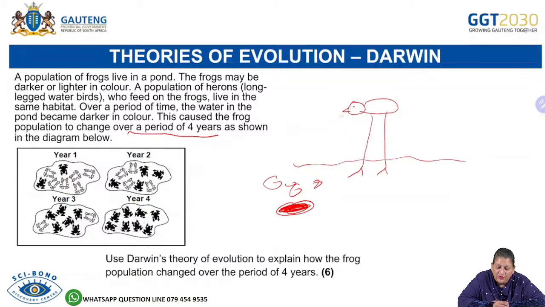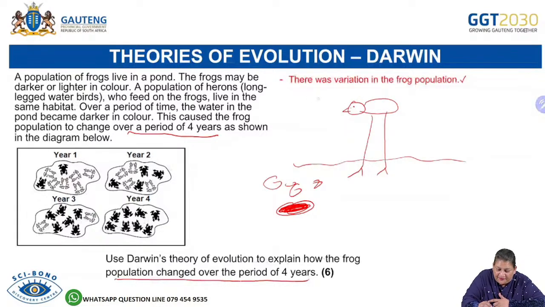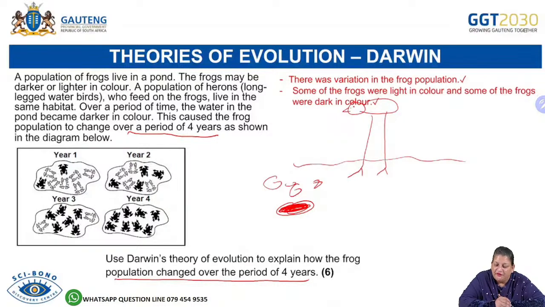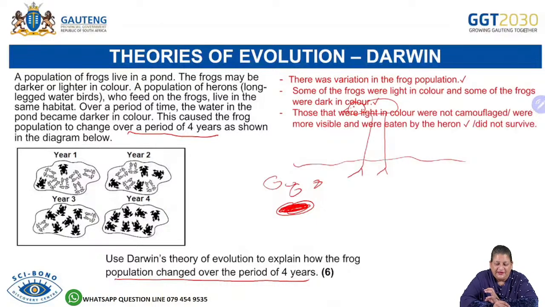So how would Darwin use Darwin's theory to explain how the frog population changed over a period of 4 years, from becoming more light colored to now becoming dark colored frogs? So Darwin would say there was variation in the frog population. Some of the frogs were light in color and some of the frogs were dark in color. What you're going to say? There was variation in the color of the frogs. Some frogs were dark colored, some frogs were light colored.